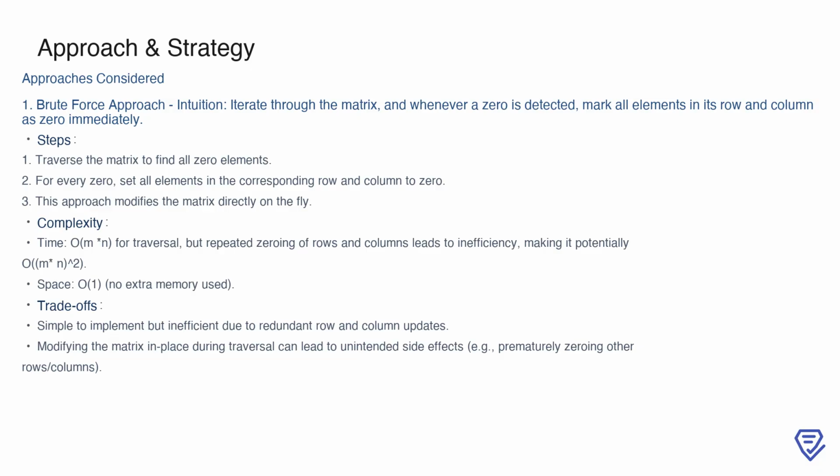Modifying the matrix on the fly can lead to unintended consequences, like prematurely zeroing rows or columns that shouldn't be affected yet. Additionally, while the initial traversal takes O(m*n) time, the repeated updates to rows and columns can lead to inefficiencies, potentially pushing the time complexity to m times n squared in the worst case. On the plus side, this approach uses no extra memory, but the inefficiency and potential for side effects make it less practical for larger matrices or time-sensitive applications.